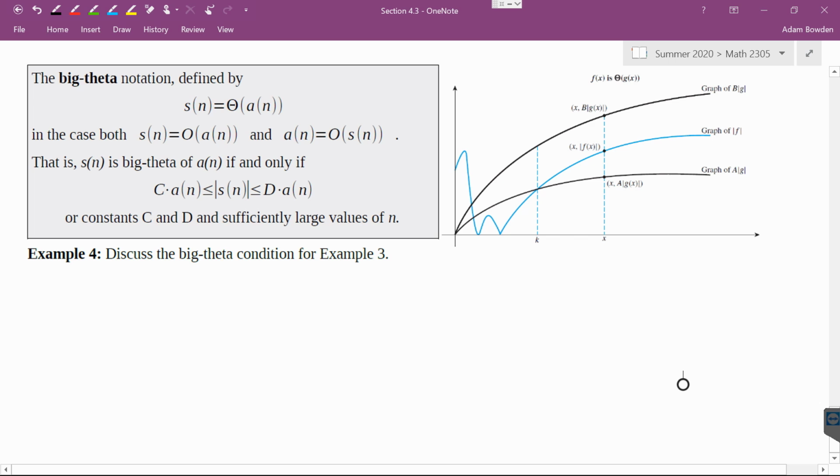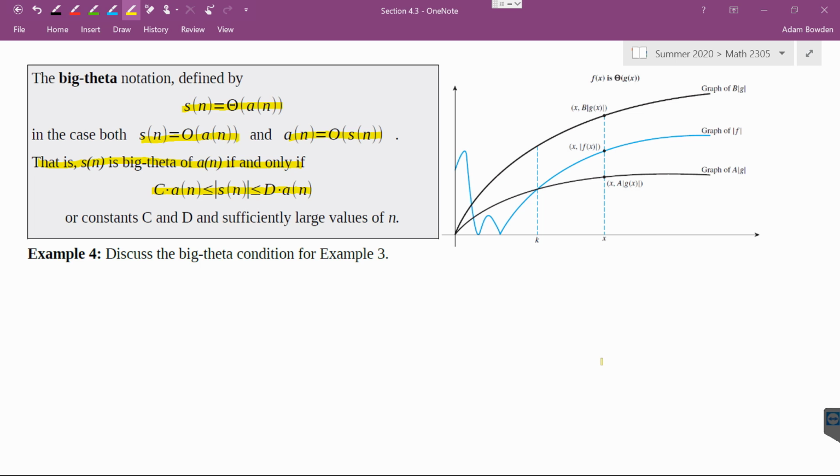Now another notation is called big theta notation. And we say that S of n is big theta of A of n if S of n is big O of A of n and A of n is big O of S of n. That is, S of n is big theta of A of n if and only if there are constants c and d such that c times A of n is less than or equal to the absolute value of S of n, less than or equal to d times A of n.